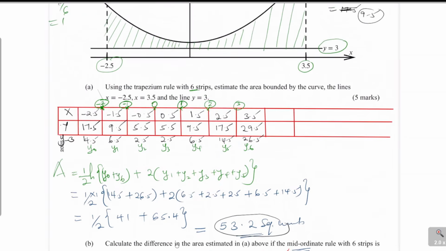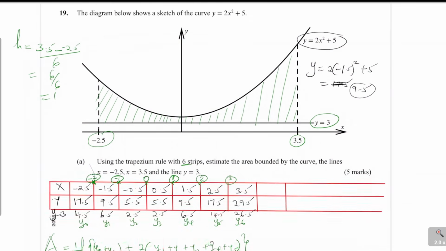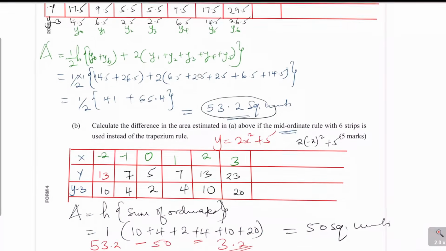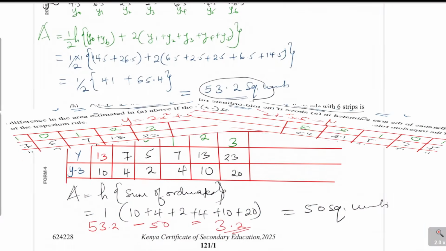And that is all. There are only 2 sections with 5 marks each. So that is how you're supposed to solve it.